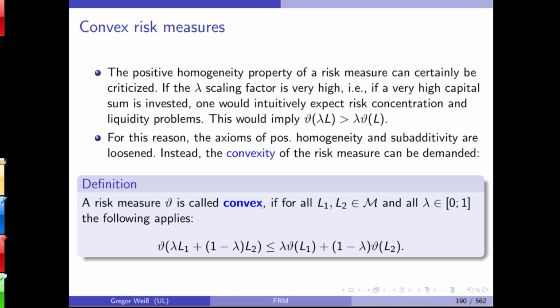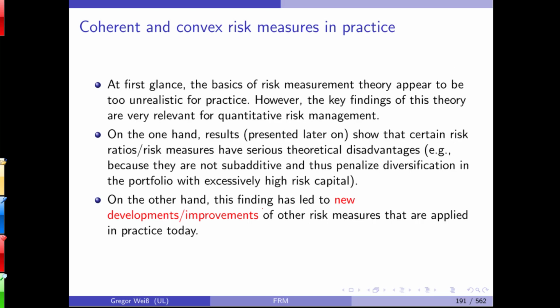So a risk measure is called convex if for all L1, L2, and a lambda between 0 and 1, the following applies: the risk measure of the convex combination is smaller or equal than the convex combination of the 2 individual risks. Then it's called a convex risk measure. We don't need this, but I wanted to include this for completeness.